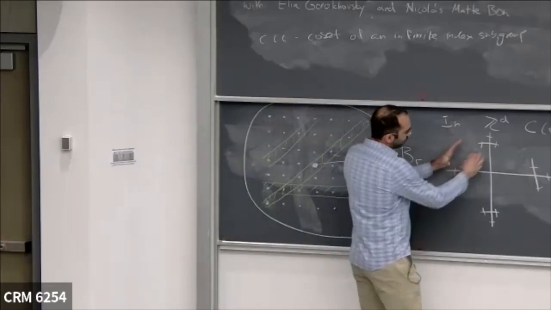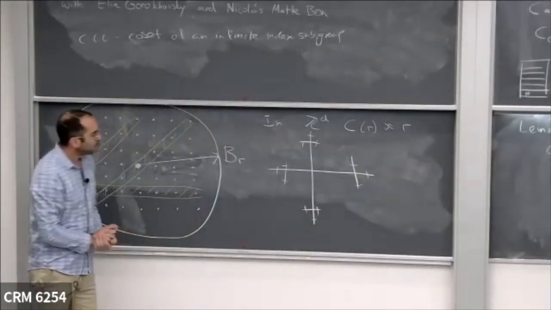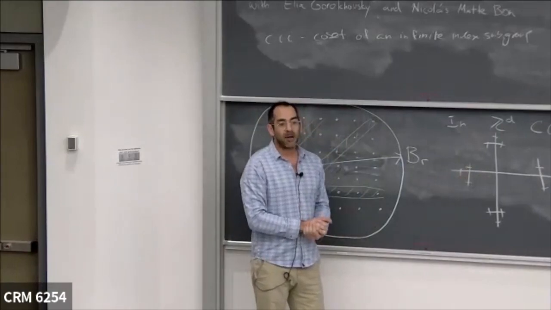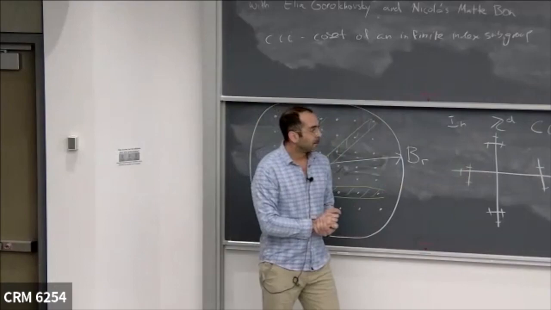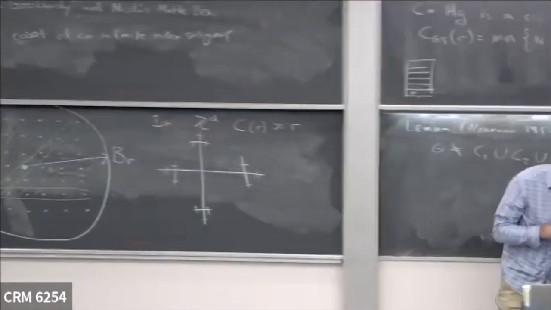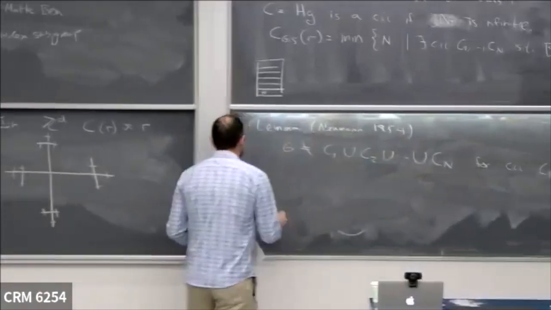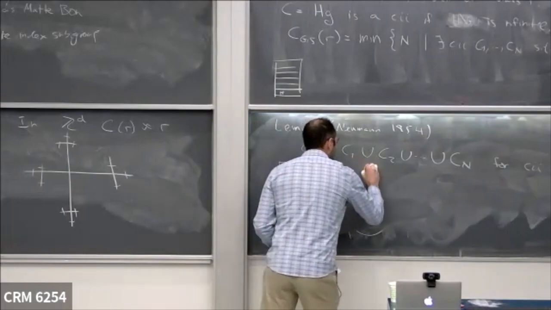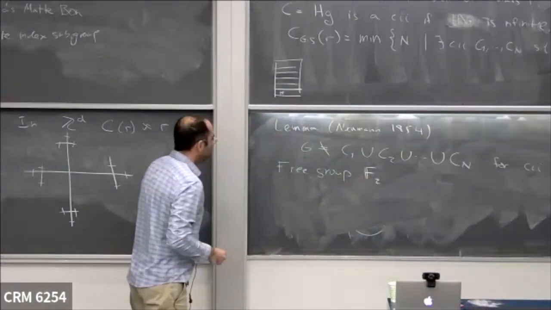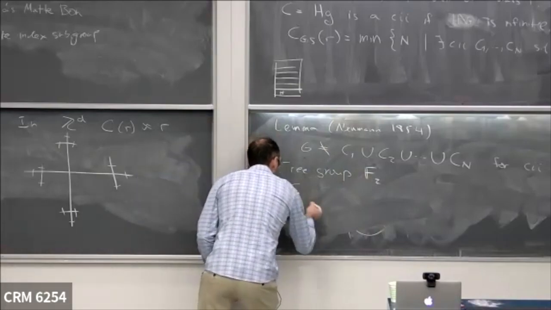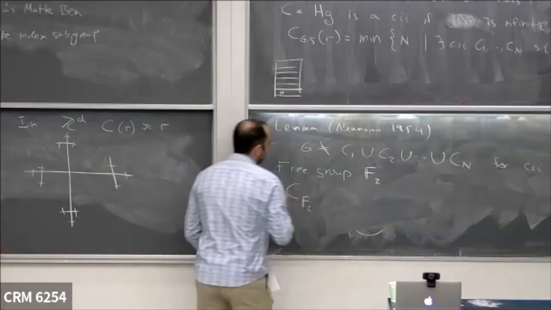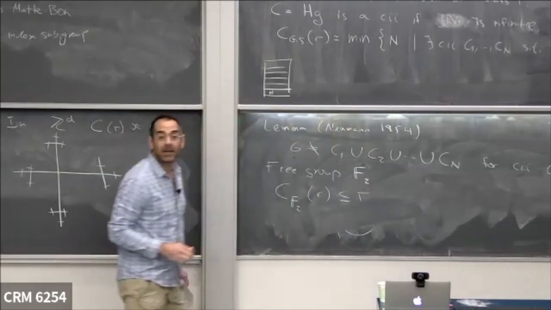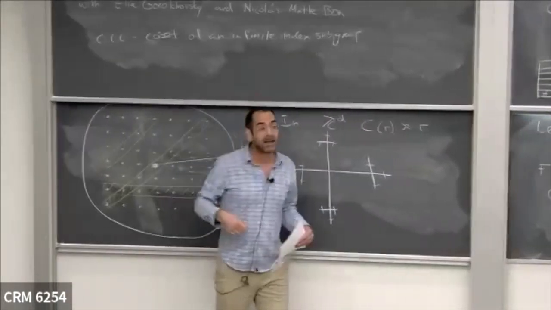I want to cover the ball of radius R with as few cosets of these groups as possible. And the question is, how many do I need in the free group? Okay, so here's a very easy claim. We're talking now about the free group F2. The number of cosets of infinite index that I need to cover the ball in the free group with two generators is at most R. So I can do it with R. Maybe less is enough, but I can do it with R.